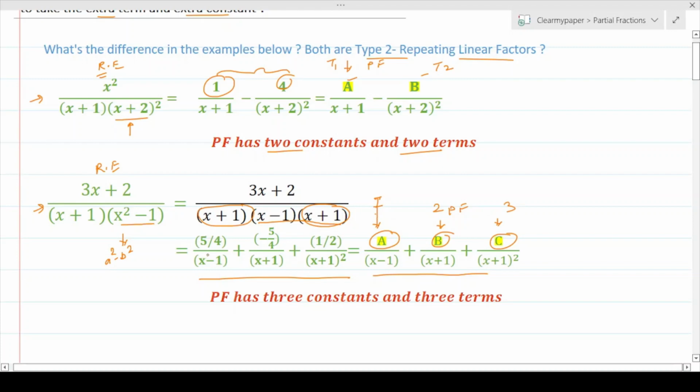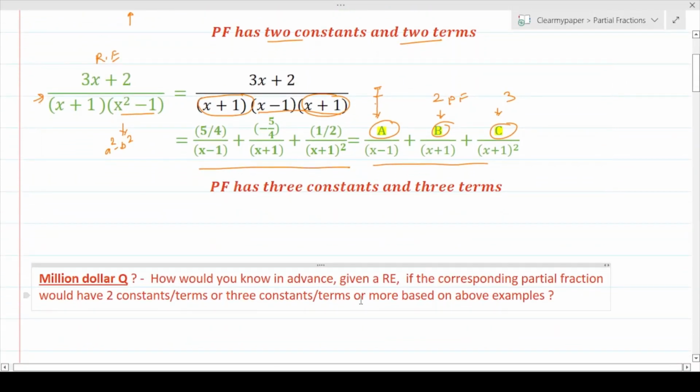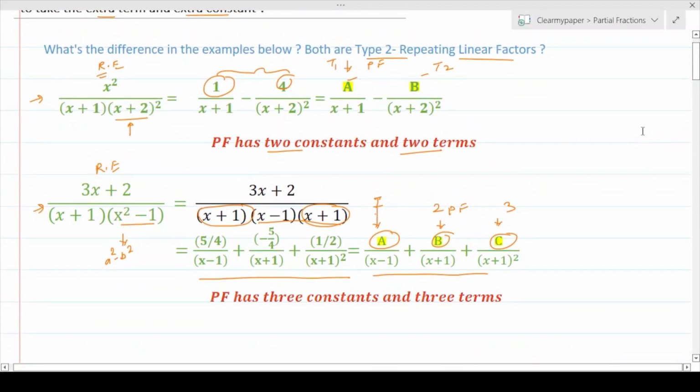The interesting thing is, let's say in the exam you get the rational expression, either this or this. So the $1 million question is, how would we know? Because this is going to be the first step. Let me just erase this.